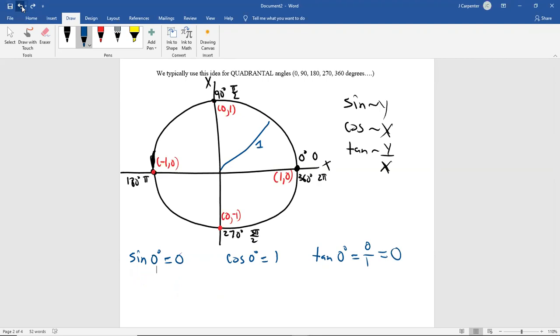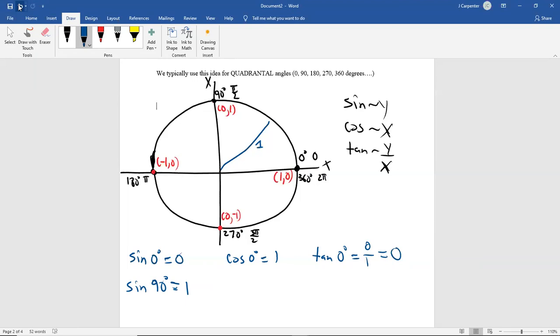There we go. So next up we'll focus on the 90 degrees. So we're up on that point 0, 1. So the sine of 90 degrees, sine takes on the y coordinate. The y coordinate is 1. So the sine is 1.